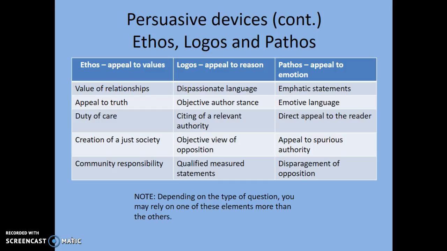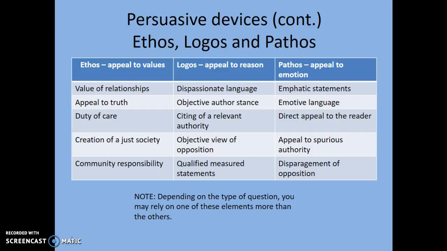Now, what that really means is that it's divided into three basic areas here: ethos, logos, and pathos. Now, ethos is about the appeal to values, some broad philosophical perspective. So the value of relationships, say, family values, for example. It might be that you're appealing to how we create a just society or encourage community responsibility, those big sort of philosophical value-based arguments. The second thing you need to do is appeal to reason, logos.